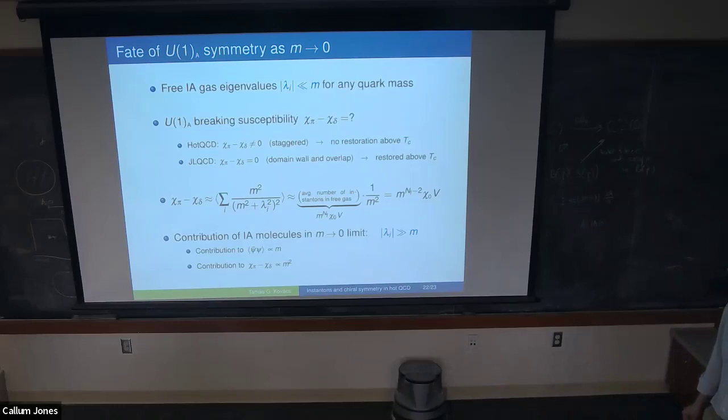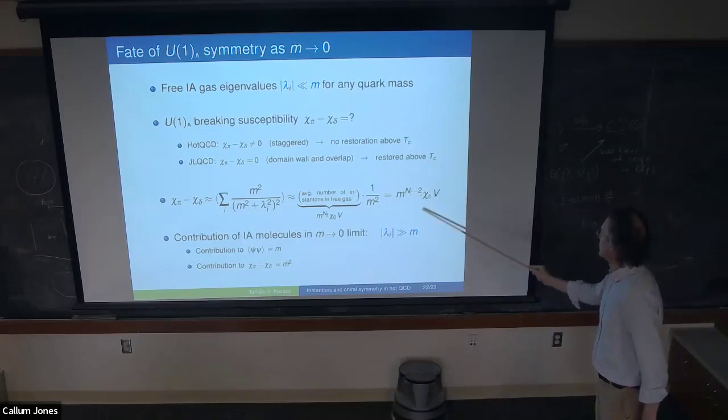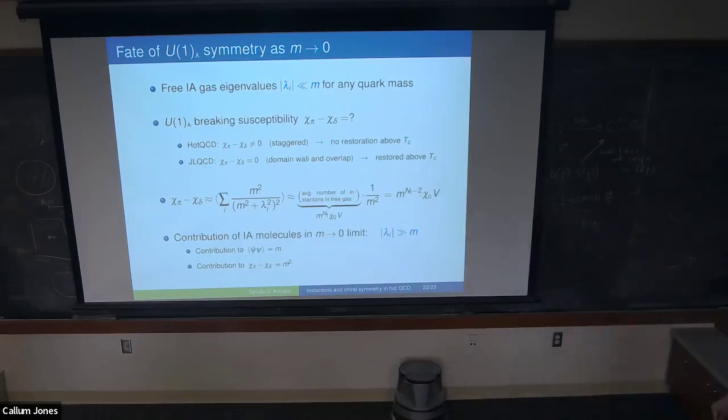So the theory with nf equals 1 also has an axial symmetry. Yes, that's right. And that might also get restored at high temperature. But on the previous slide, psi bar psi, right? Yes. You are right. Psi bar psi is non-zero for that.